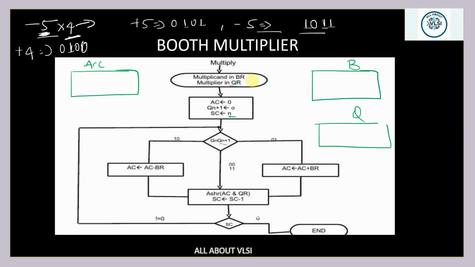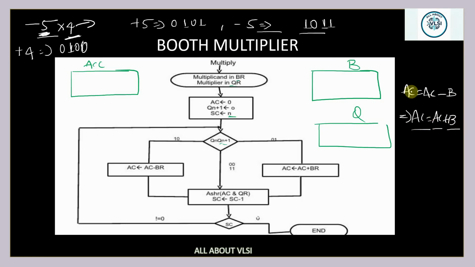B is nothing but your multiplicand. Now what is the multiplicand over here? Multiplicand is minus 5. Now what we should do, AC is equal to AC minus multiplicand, which is B. That is nothing but AC is equal to AC plus B only, right? Because the multiplicand was negative, so minus into minus is plus. So we should basically perform AC is equal to AC plus B.